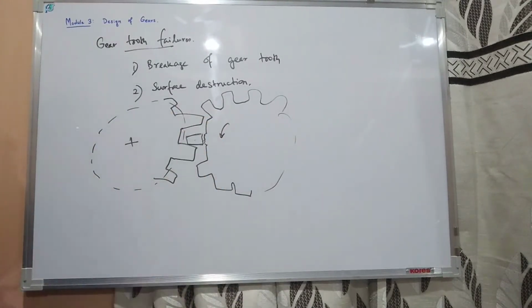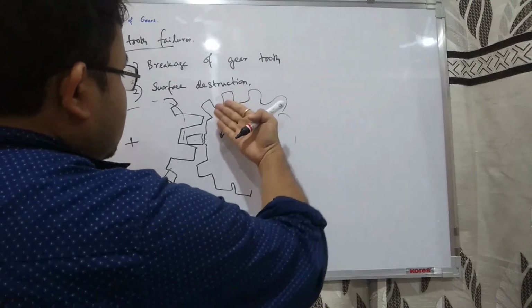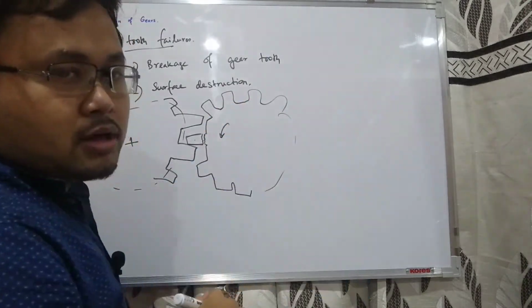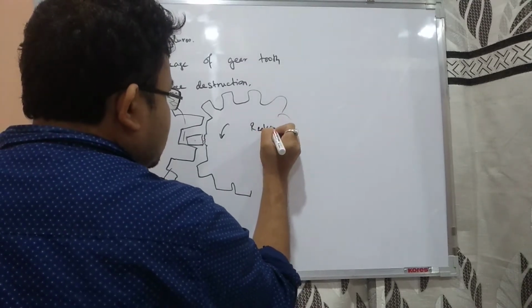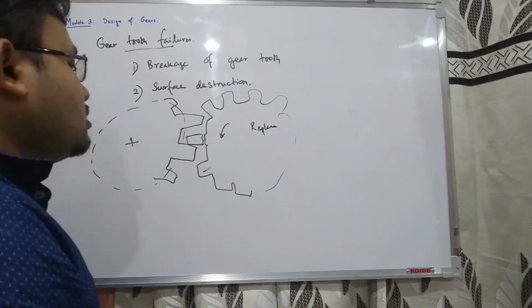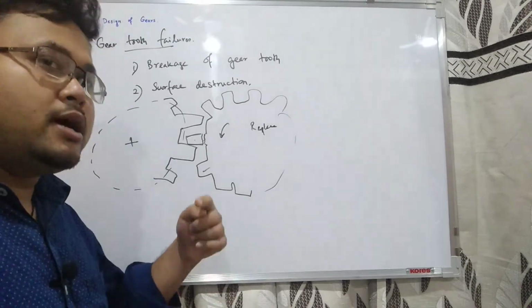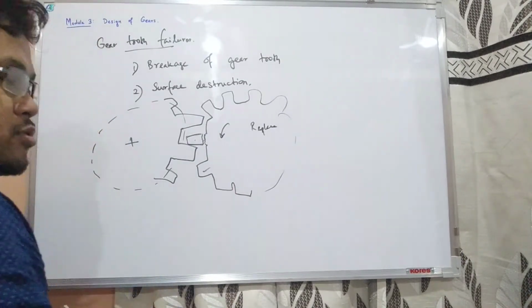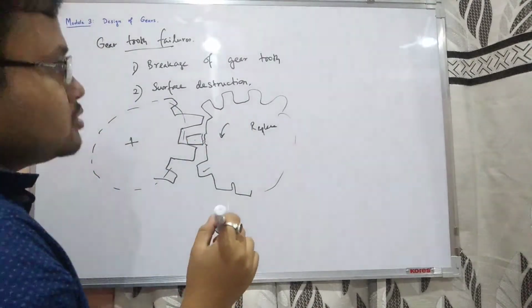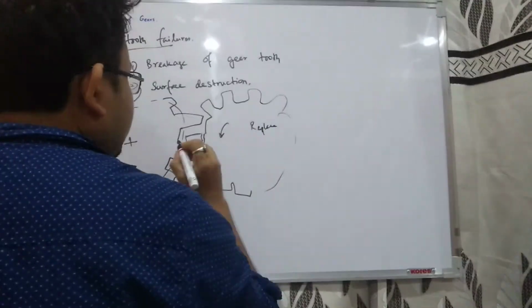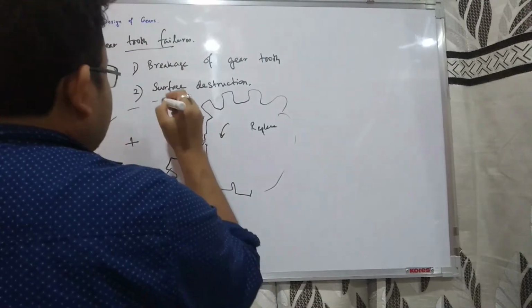Now the gear tooth has broken, right? And this will not be operational. We have to replace this gear in this case, because even if one tooth breaks, we have to replace the entire gear. So that is a problem, and we should avoid the breakage of one tooth, right? We'll talk about this later on.